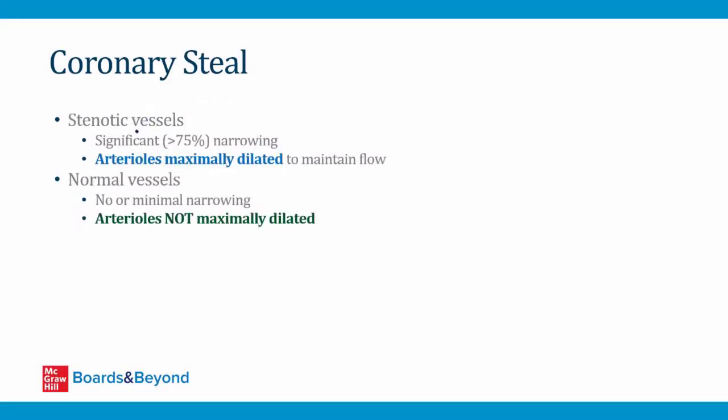The idea behind coronary steal is that in stenotic vessels with a significant more than 75% narrowing, the arterioles beyond that vessel are maximally dilated to maintain flow. But in the normal vessels without a significant narrowing, the arterioles are not maximally dilated. This means that if you give a vasodilator drug, you will dilate the arterioles in the normal vessels, but nothing will happen to the stenotic vessels because they're already maxed out. And as a result, blood will be stolen away from the stenotic vessel to the normal vessels.